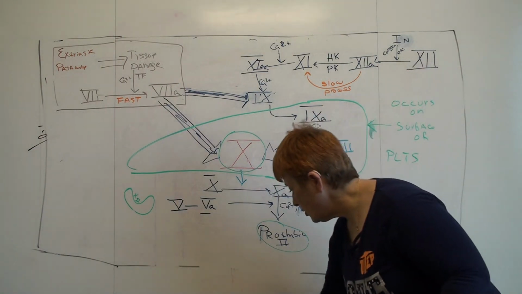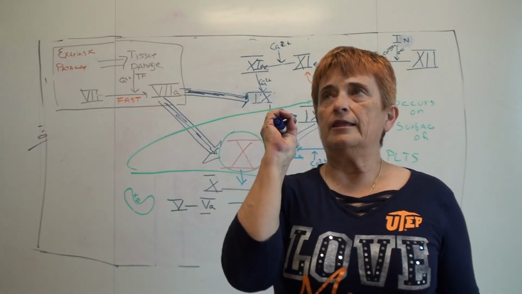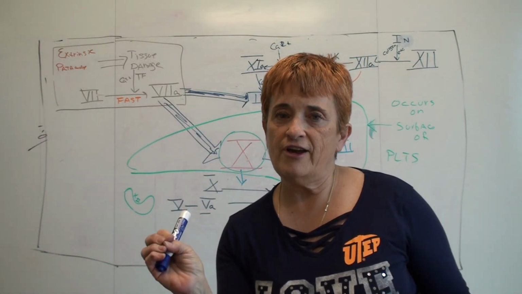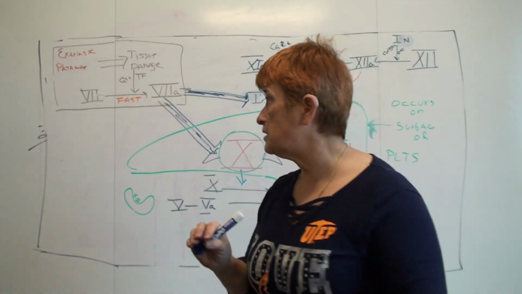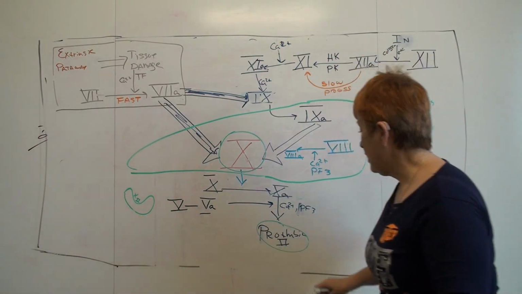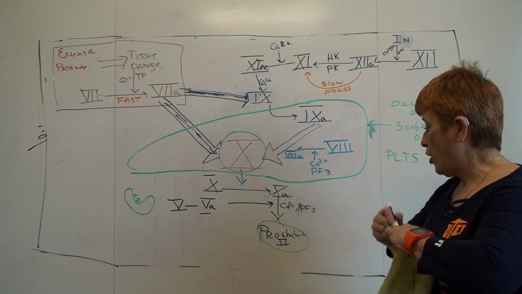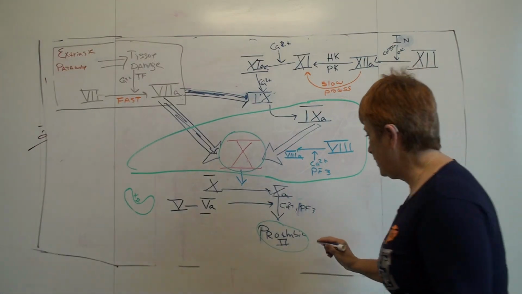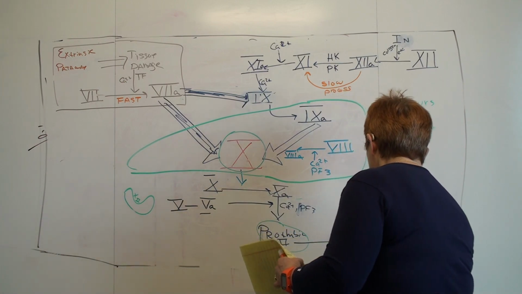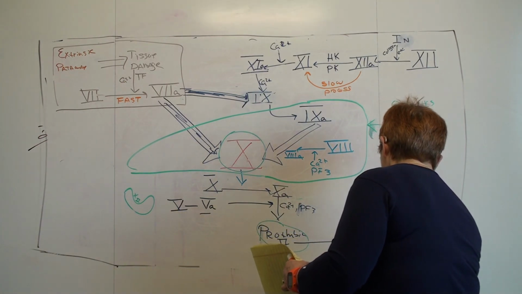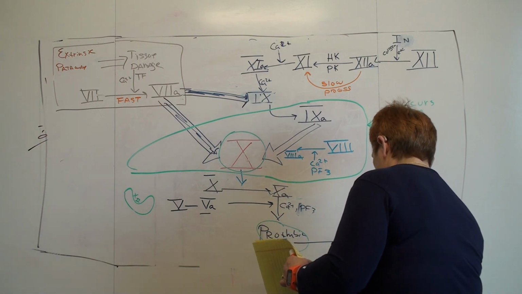Now, factor 2, remember, what did I keep saying? The coagulation factors have to get to thrombin. So we haven't gotten to thrombin yet, right? We've done all this, and now I've gone to prothrombin. So if I'm prothrombin, what am I going to get to? I'm going to get to thrombin.